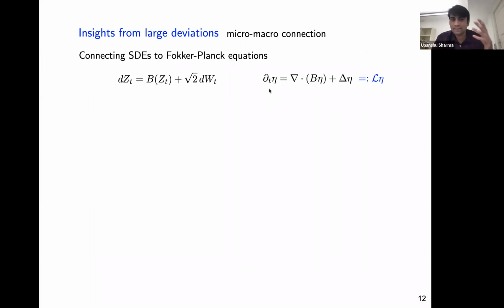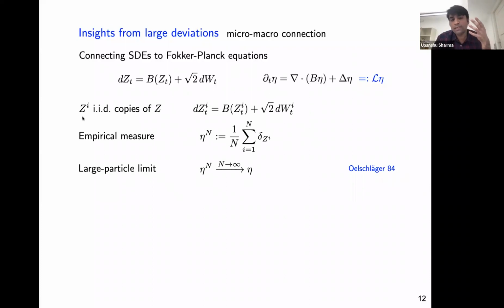Well, there are various ways to see this, but one of the ways is to say the following. You consider some independent copies of Z_t. So Z^i is the state of the ith particle, and this does not interact with other particles, so the Brownian motions are independent. And then you look at what is called the empirical measure. That is like looking at the averaged state of the system. Look at n particles, each evolving according to this SDE independently, and then look at the empirical mean or empirical measure.